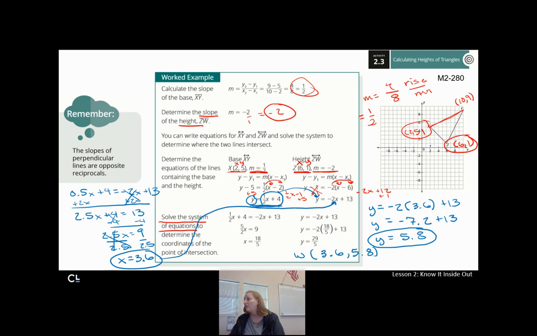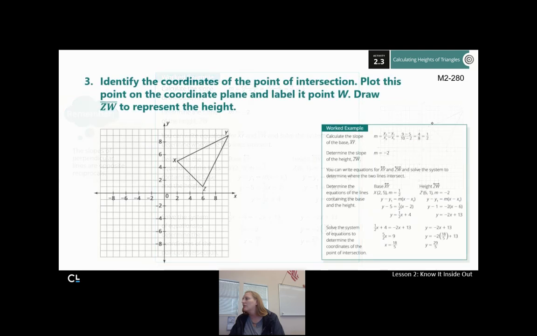You can put that on a graph. I'm going to go over 3 and a bit more, a little more than halfway. I'm going to go up 5 and not quite to 6, but awful close to it. And we'll put it on there. That's number 3. So we said W was at 3.6 and 5.8. We'll go over 3 plus a little more than halfway. We'll go up 5 and almost to 6. Not quite to 6, but awful close. And look at that. There's point W.